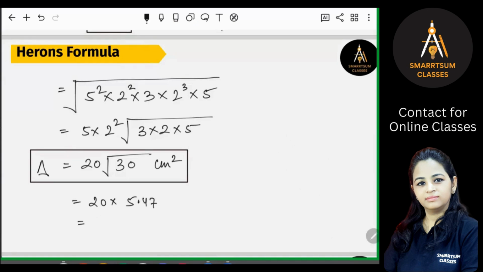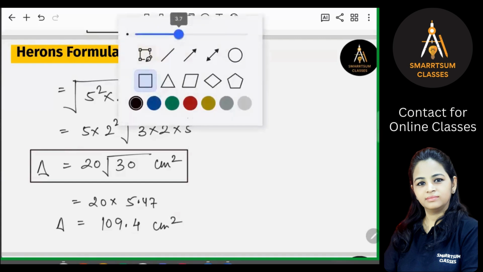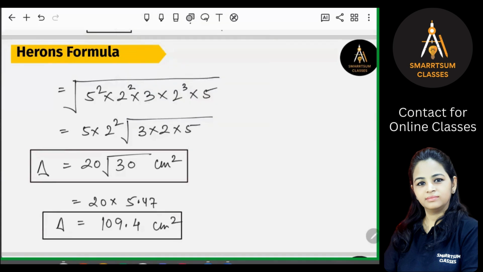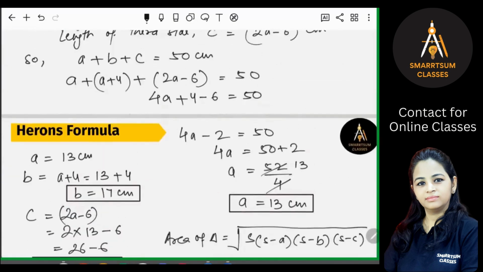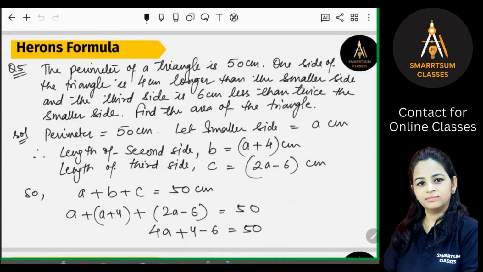Now you can multiply this. 20 into 5.47 is approximately 109.4 something, right? So the area of the triangle is 109.4 centimeter square. So this is the approximate value. You can write it in this way, or otherwise you can also write it in the square root form. This is also correct. So I hope now you have understood how to find the area of the triangle for this question.